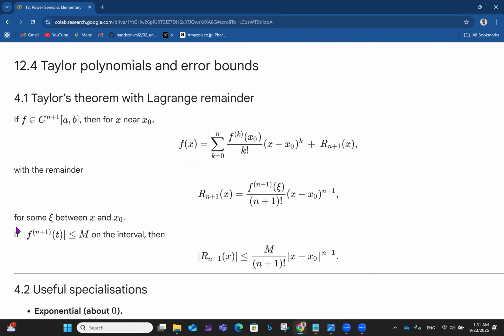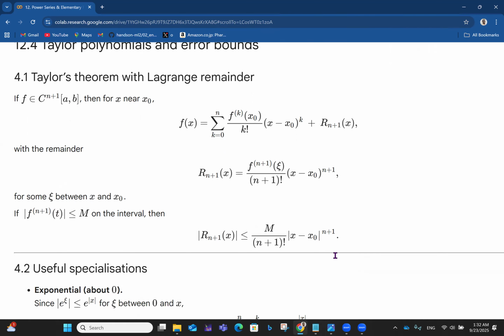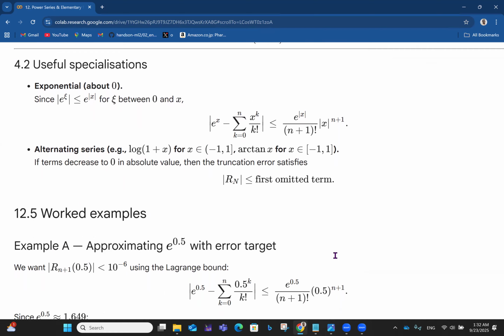So if the absolute value of f^(n+1)(t) is less than or equal to M on the interval, then we can say that the absolute value of R_{n+1}(x) is less than or equal to M over (n plus 1) factorial times the absolute value of x minus x naught raised to n plus 1. Then we have some useful specializations, right?